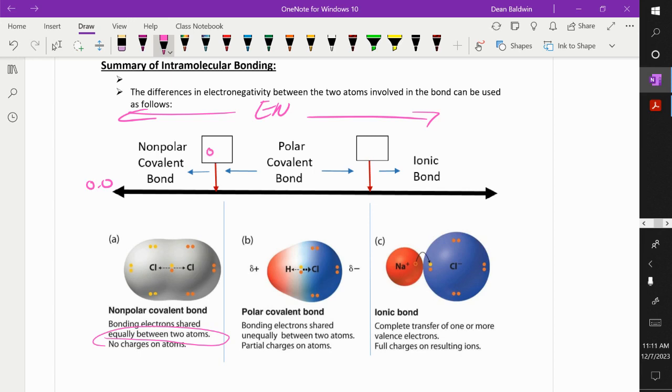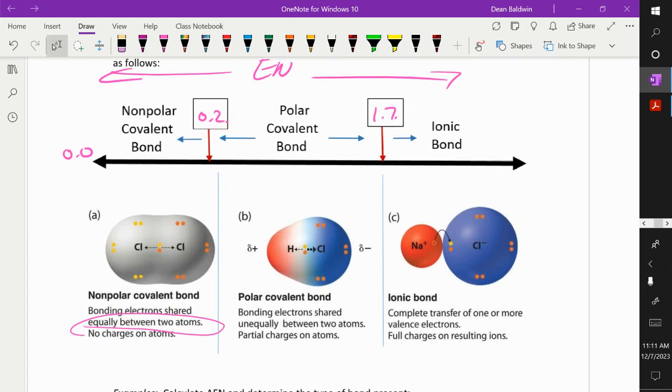The transition comes at around 0.2, where then they would say you're shifting to more of a polar covalent. So one atom is pulling more electron density from the other atom. That's going to go all the way up to about 1.7 electronegativity. And then once you're higher than 1.7, it completely rips the electron off, and you're into ionic bond territory. Okay?